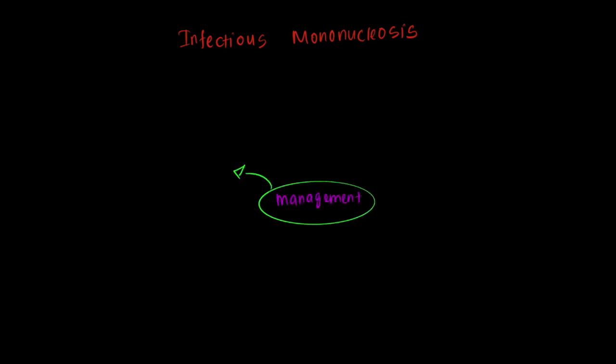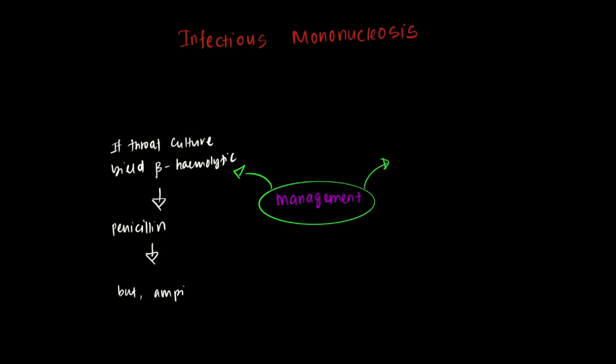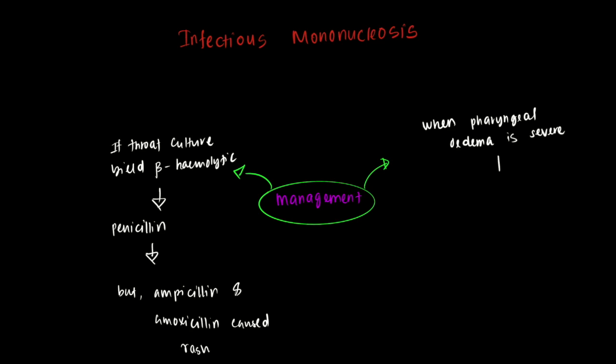The management of infectious mononucleosis is basically symptomatic. If the throat culture shows beta hemolytic bacteria, then we need to give penicillin. However, keep in mind that ampicillin and amoxicillin cause antibiotic rash in Epstein-Barr virus infection. When the pharyngeal edema is severe, glucocorticoids are given. Normally, prednisolone 30 mg daily for 5 days is prescribed.